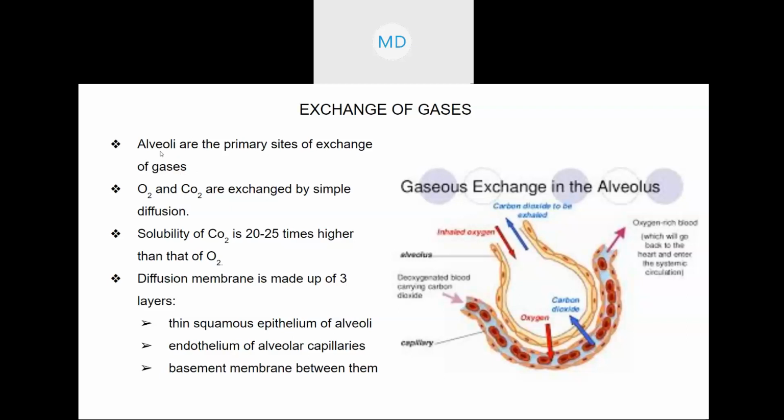And there is not just one. Alveoli is the plural form, alveolus is the singular form. This is a diagram of an alveolus. There are not one or two or a hundred or thousand, but almost 600 million alveoli present in human lungs.